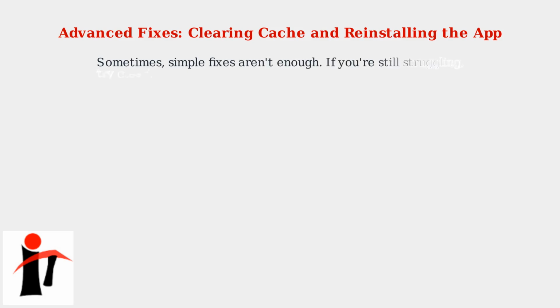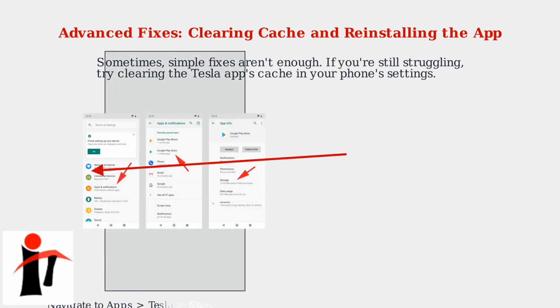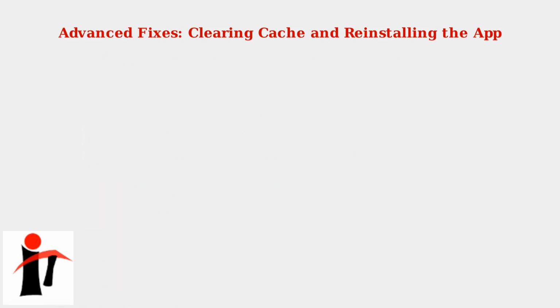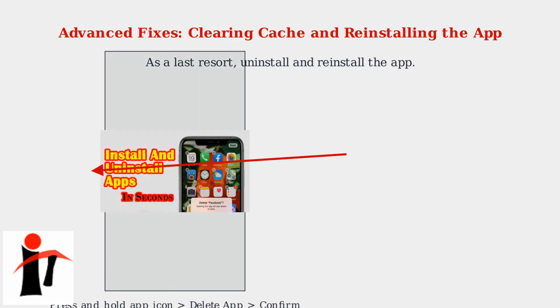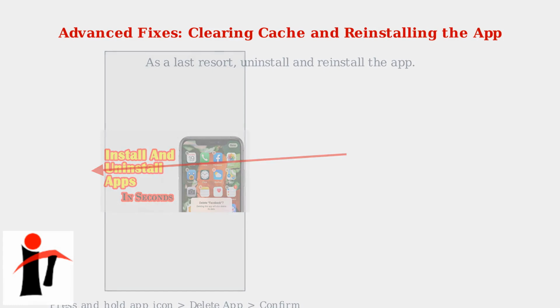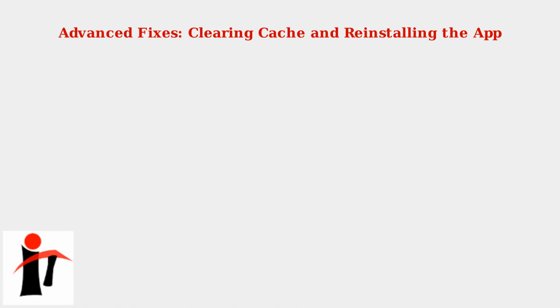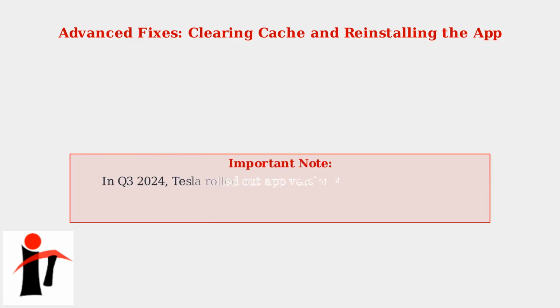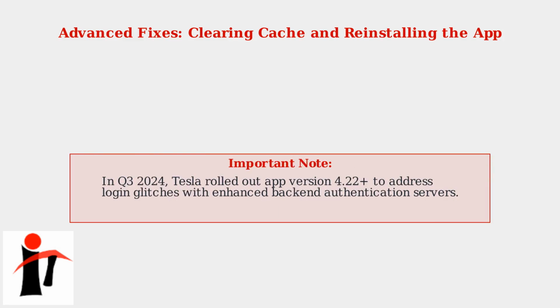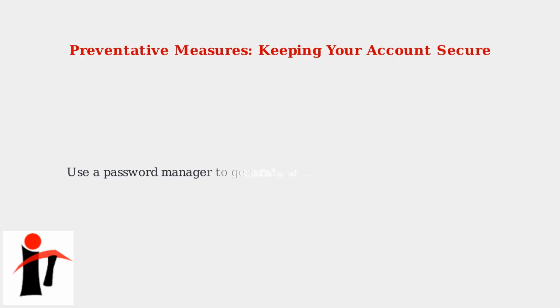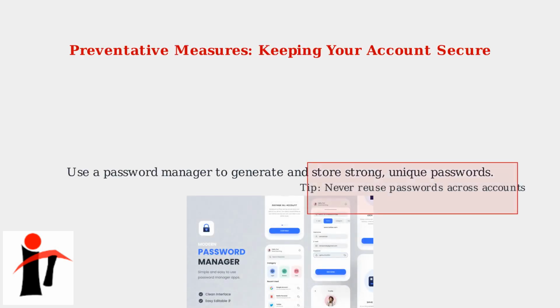Sometimes simple fixes aren't enough. If you're still struggling with Tesla app login issues, try clearing the Tesla app's cache in your phone's settings. This can resolve conflicts caused by old data. As a last resort, uninstall and reinstall the app. This ensures you have the latest version with all the necessary updates and bug fixes. Note that in Q3 2024, Tesla rolled out app version 4.22 Plus to address login glitches with enhanced back-end authentication servers.